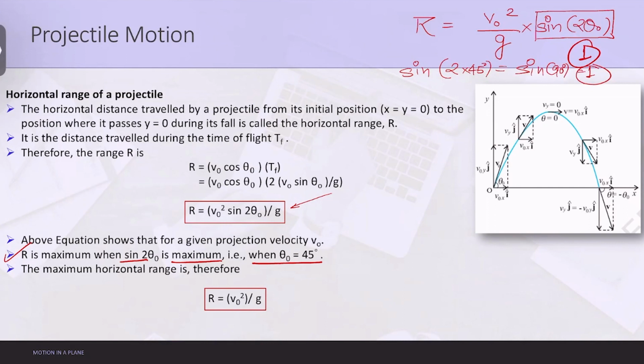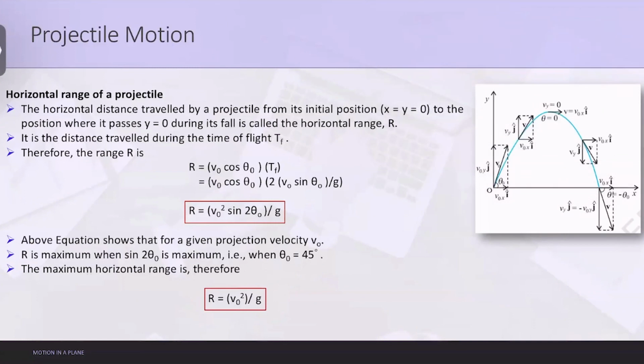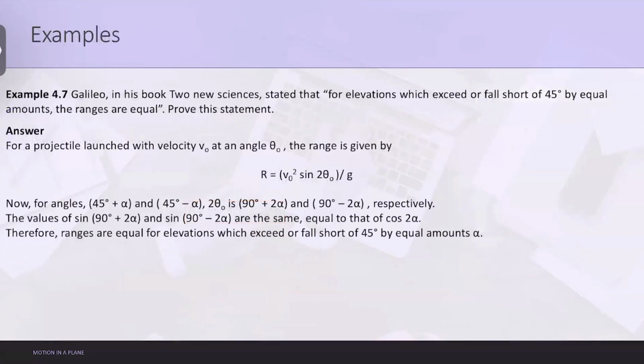Correct? So the maximum horizontal range obtained is equal to v naught square by g. So from this slide, first of all we got R is equal to v naught square sin 2 theta naught by g, and then we also got R max is equal to v naught square by g, which is obtained when theta naught is 45. Okay, fine. Now let us try to understand a further discussion of range, but we are trying to understand it using an example.